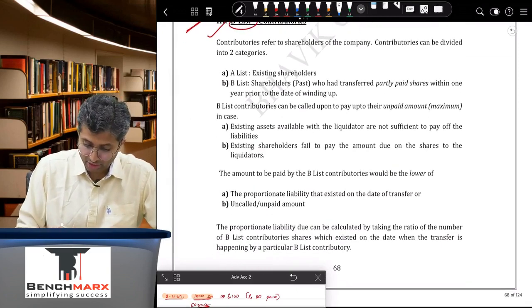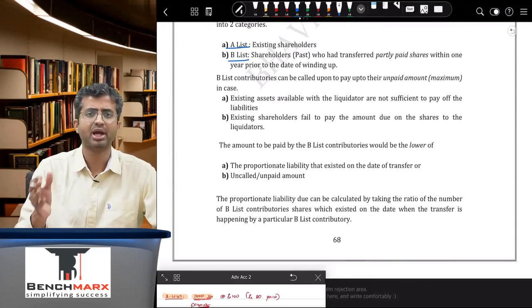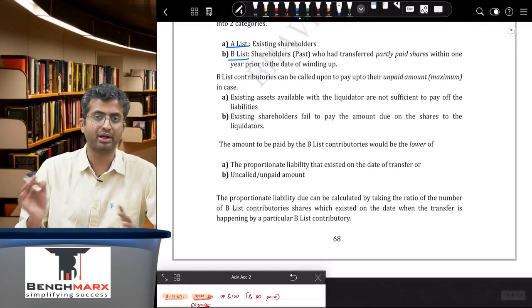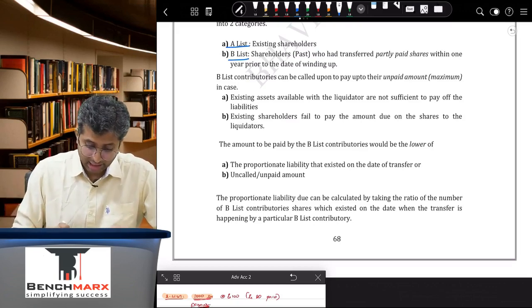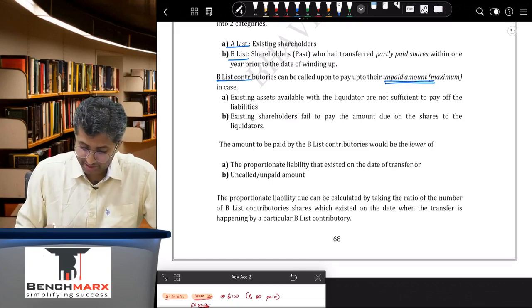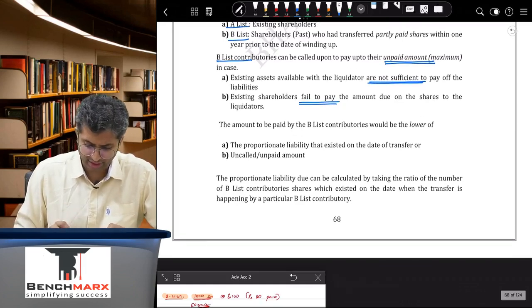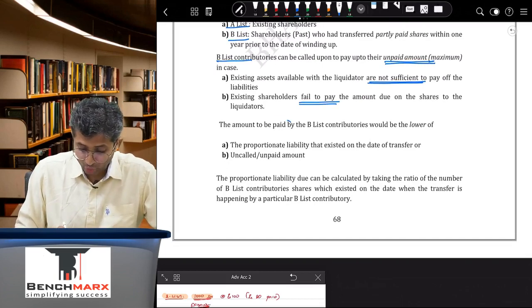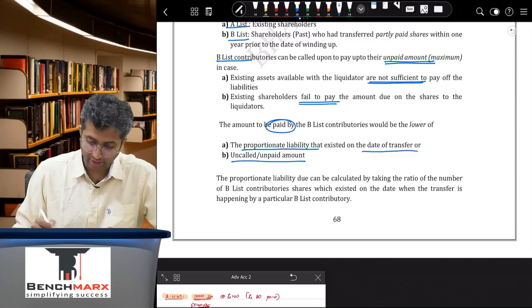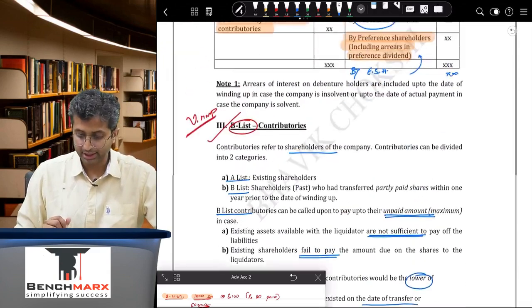Contributor is referred to the shareholders of the company. There can be A list, there can be B list. B list are the prior shareholders, provided the existing shareholders have not paid, and these transfers were made within 12 months. B list contributors can be called up to pay the unpaid amount maximum, provided the existing assets available with the liquidator are not sufficient to pay and the existing shareholders fail to pay the amount due on the shares to the liquidator. If both these conditions are satisfied, then the amount to be paid by the B list contributors will be the lower of the proportionate liability, like we just calculated, that existed on the date of the transfer, or the uncalled or the unpaid amount, whichever is lower.